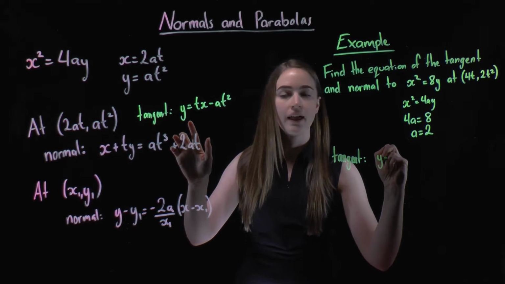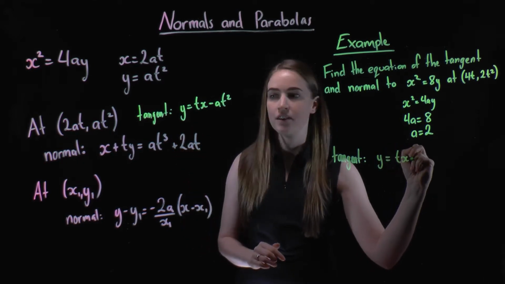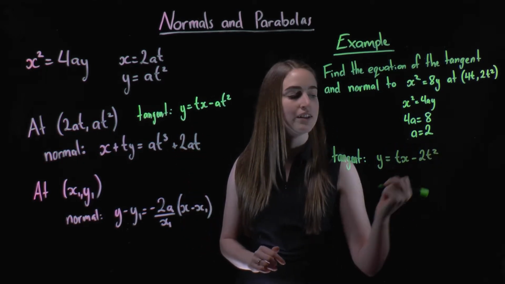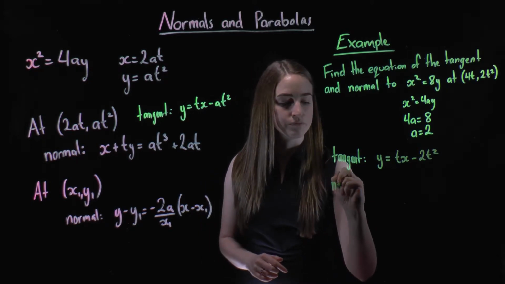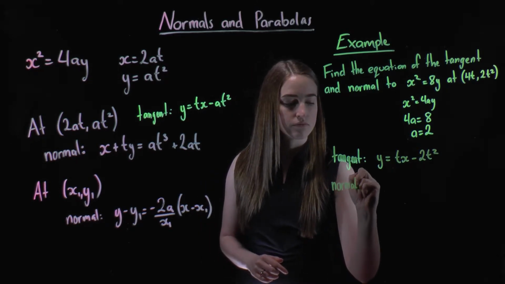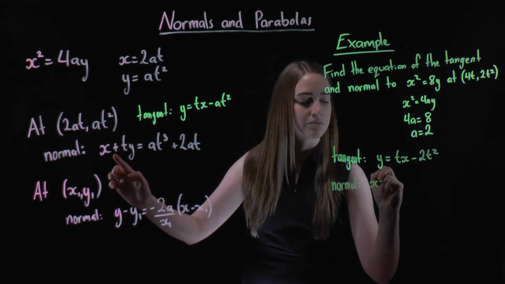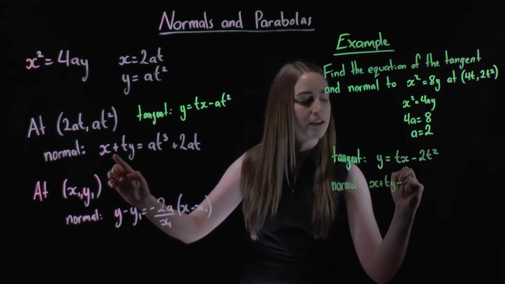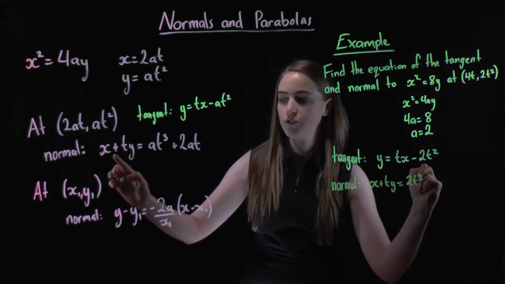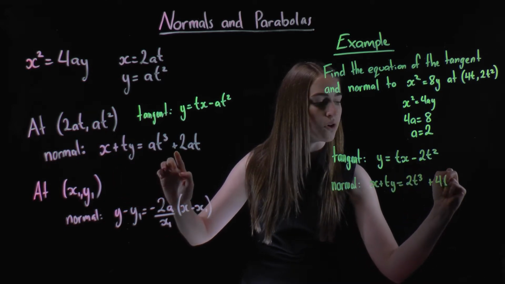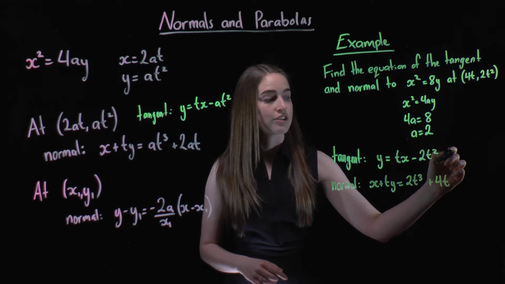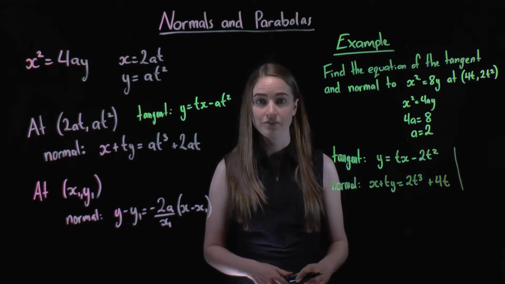We're going to have y equals tx minus 2t squared. And for our normal, which is here, we would have x plus ty equals 2t cubed plus 4t. So those are our two equations that the question has asked for.